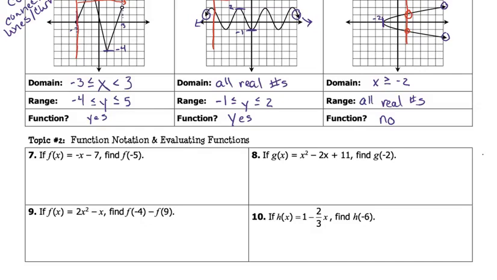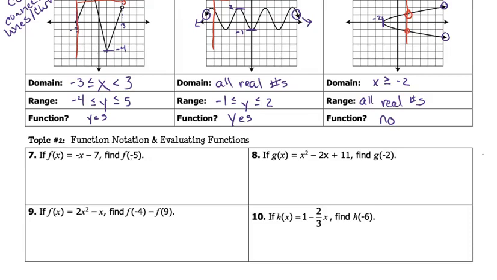In this video, we're going to look at topic 2, function notation and evaluating functions. So number 7 here: if f of x, remember f of x, when it's written like this, is a fancy way of saying y equals, so y equals negative x minus 7. Find the function at negative 5.